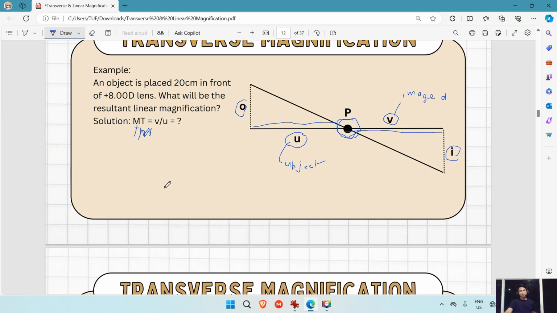Okay. So let's just substitute it. An object is placed 20 centimeters in front of the 8D lens. So this object is placed in front of this 8D lens. By that, we can say that P is equal to 8 diopters. And then for our U, or our object distance, it is 20 centimeters in front.